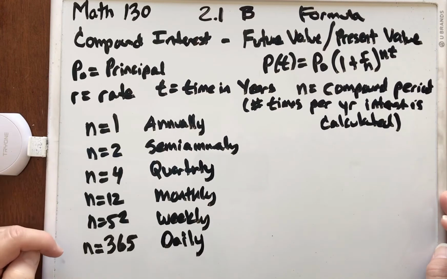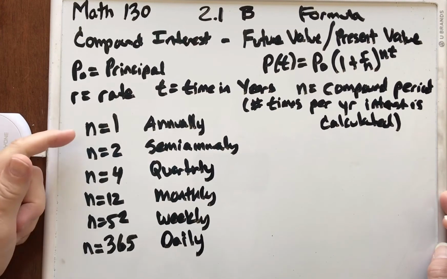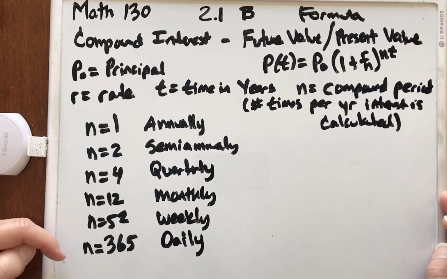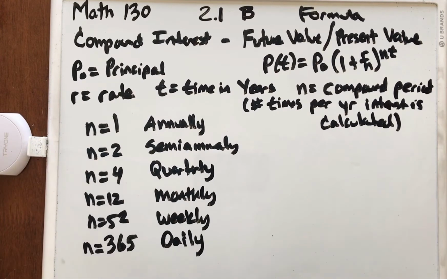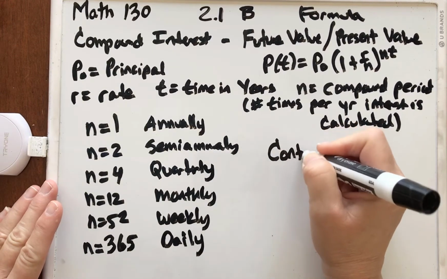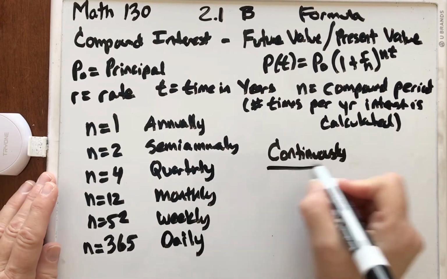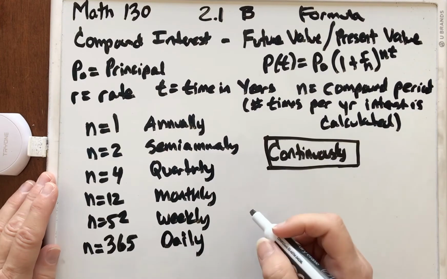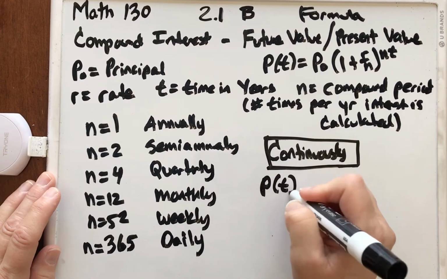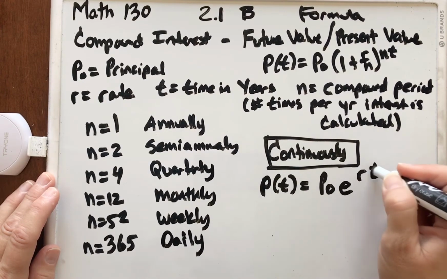So the more that you compound, the more money the person who is loaning you the money will be making. Okay, if you want to earn money, you want the compounding to be more often. If you're borrowing money, you want it as low as possible. Okay, we're going to look now at continuously. That means if you can imagine continuously compounding, we have a formula for that. So if you see the word continuously, you're going to be using this formula instead. P of t equals P naught e to the rt.